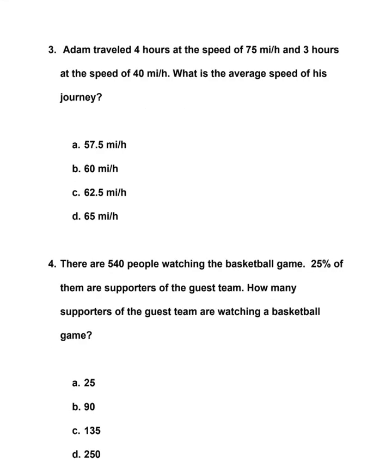Number 3. Adam traveled 4 hours at the speed of 70 miles per hour and 3 hours at the speed of 40 miles per hour. What is the average speed of his journey? So 75 miles per hour, and he did that for 4 hours. So 1, 2, 3, 4, and then 3 hours at the speed of 40.